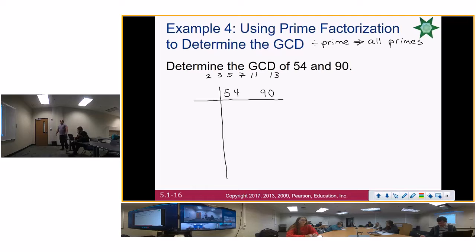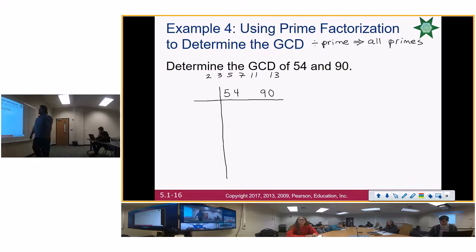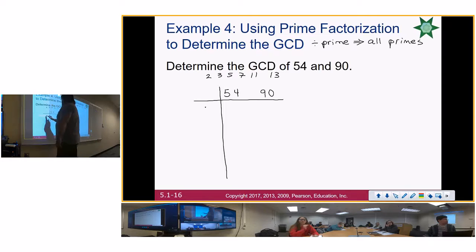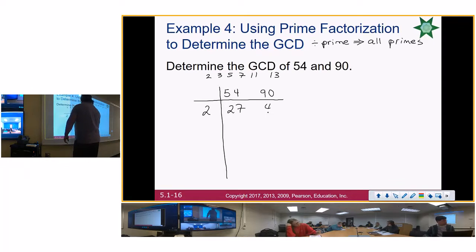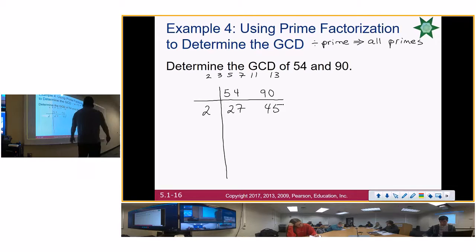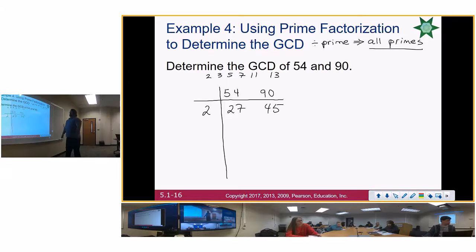Even. So which number in the divisibility rules goes with even? 2. So I'm going to divide by 2, and that'll give me a 27 and a 45. Well, those are composites. So I have to keep going until I get what? All primes.